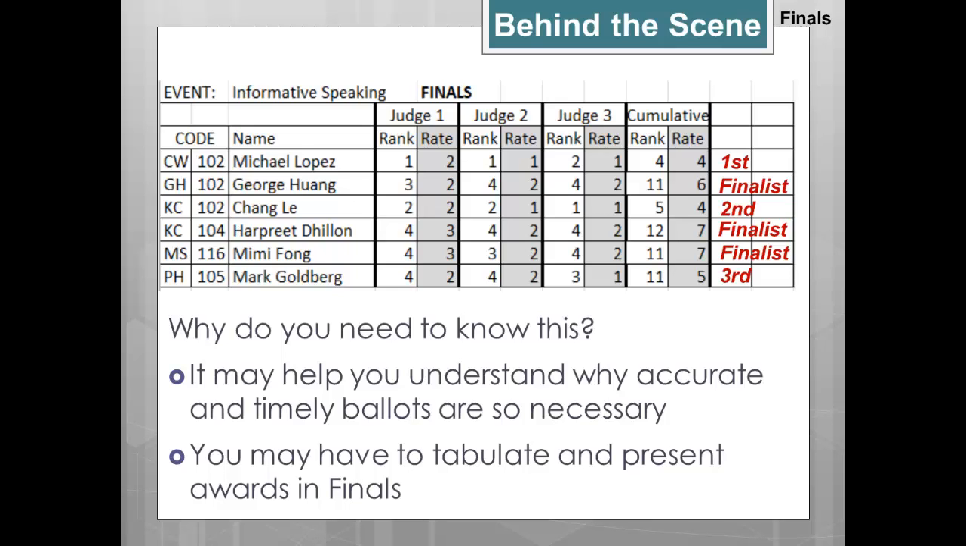In this case, after all the judges have completed their ballots, or at least have determined their ranks and the rates, you would all step out of the room and one of you would record the results like this, determining the places for each speaker. Then you'll step back in and one of you will announce the results, starting from the bottom with the finalists and working your way up to third, second, and finally, to keep the suspense going, announce who won first place.